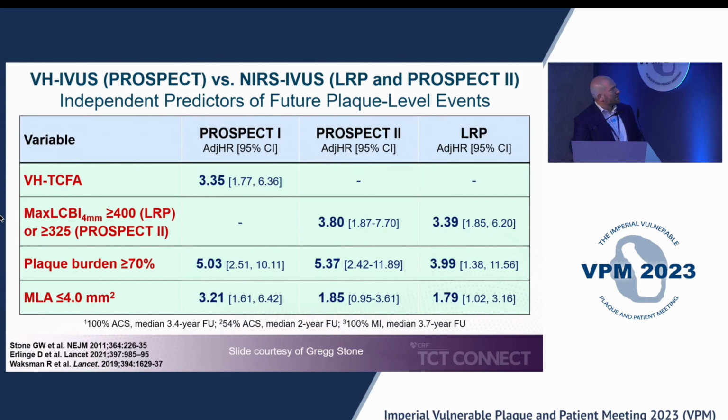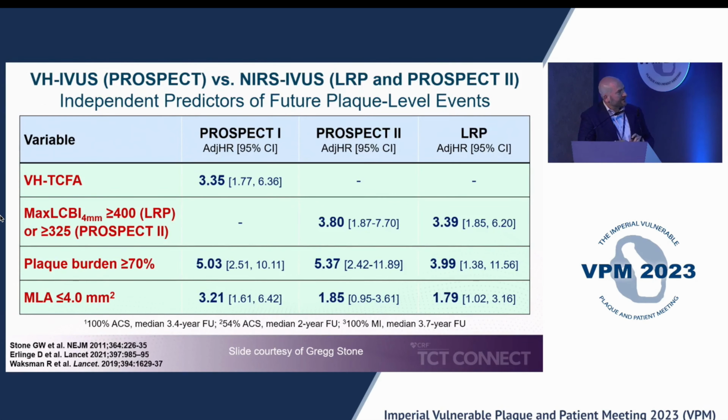So this is a slide from Greg Stone, and I think the question is, of course, we've learned so much from the work that's been done by Dr. Stone and others of the predictive value at the plaque level of invasive imaging. And so you can see a variety of these and some of the adjusted hazard ratios related. The question is, can CTA replicate this? And I think we've learned that, in fact, measurements of plaque burden and minimal luminal area, I think we're all pretty confident that CT can do this if done correctly with reasonable image quality.